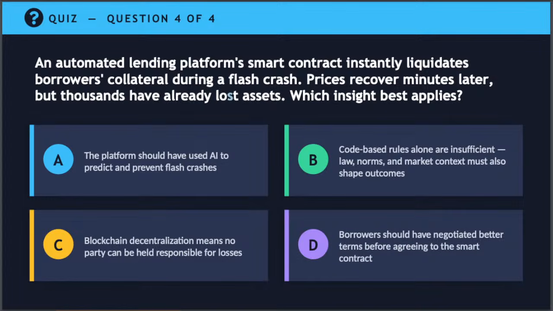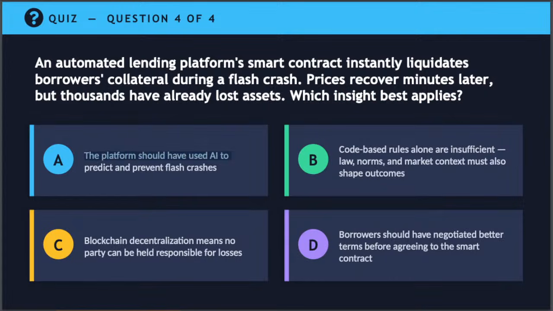So it's a little complicated. This is a difficult question, but it's an automated lending platform with smart contracts. It happens to liquidate all the borrower's collateral. So you deposit collateral, it lends money out. I guess it has some type of crowdfunding thing, but there's a flash crash and they had to liquidate all the collateral. But then the prices recover minutes later, but it's too late. They can't recover all lost assets. It shouldn't have been done. A human probably would have intervened and said, no, wait. But the smart contract instantly liquidates on a flash crash. So which insight best applies in this situation?